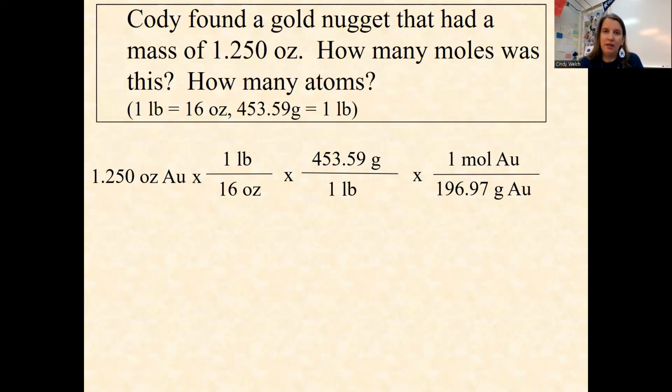setting up the problem. And remember, you multiply by any number that's on the top of the conversion factor, and you're going to divide by any number that's at the bottom of the conversion factor. When you round, sig figs are always going to be based off of your starting value. So this number is going to have 4 significant figures. So we would take 1.250 divided by 16 because it's in the bottom, times 453.59 because it's in the top, divided by 196.97 because that's in the bottom. And we would record our answer as 0.1799 moles of gold.